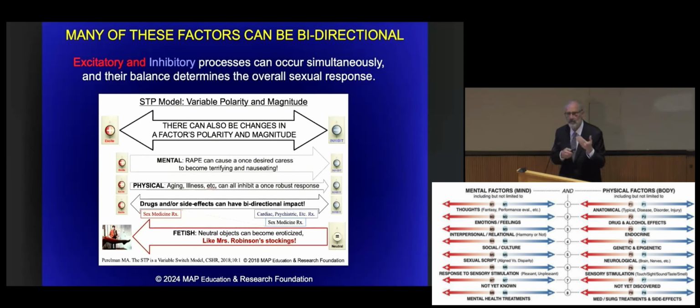Drug effects, which many of you are obviously familiar with, can be bidirectional. Viagra can help excite. High blood pressure medications can inhibit. Obviously, many of you have experiences with antidepressants and their impact on orgasm, which tends to even be more profound for women than it is for men. And common objects can become fetishes, sort of like Mrs. Robinson's stockings in The Graduate. Now, that's a movie reference that dates me a little bit, but I'm sure you get the idea.